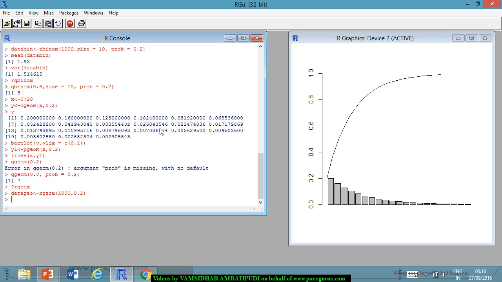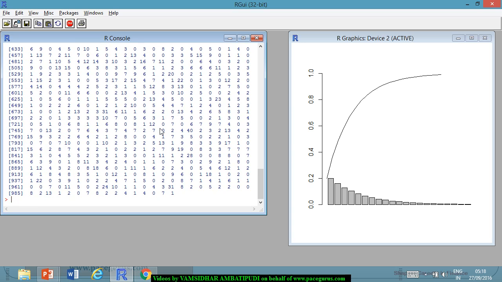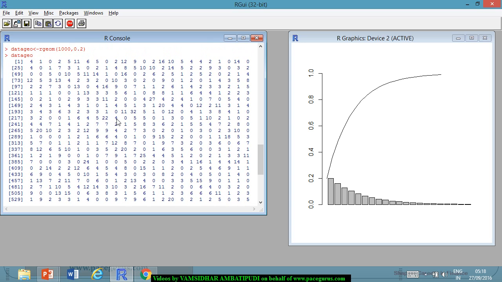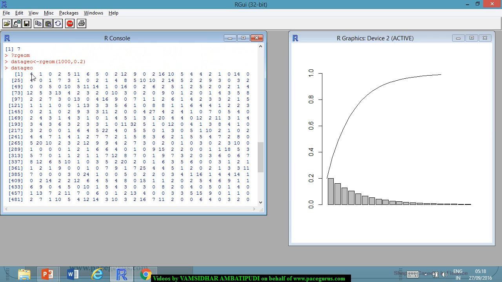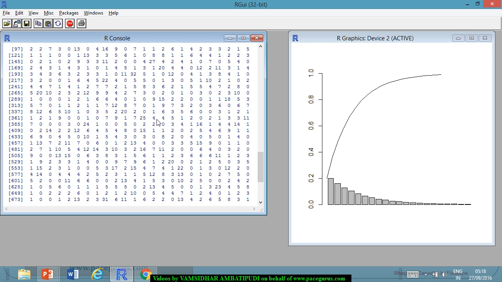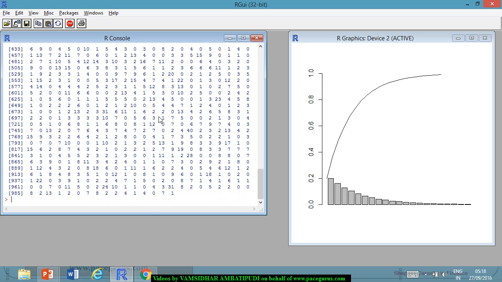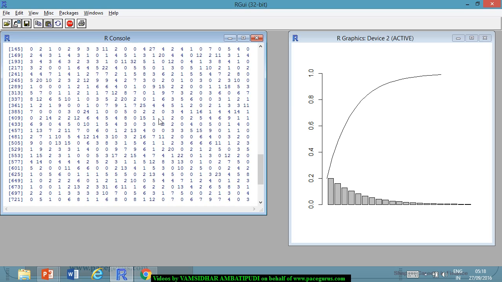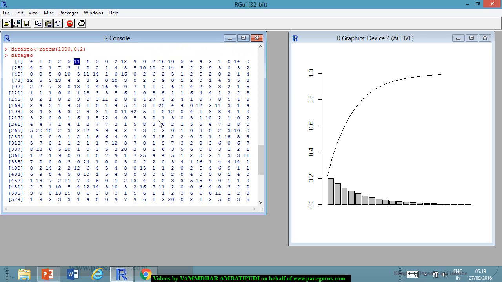So if I simply type data geo, it will tell me how many. In some cases, it is telling me that I'll be successful in 4 trials. I'll be successful in 1 trial. I'll be successful in 0 trials. I'll be successful in 2 trials, 5 trials, 11 trials, and so on. So these are the number of trials that I have to wait. Sorry, this is not in the nth trial. I have to wait for these many trials.